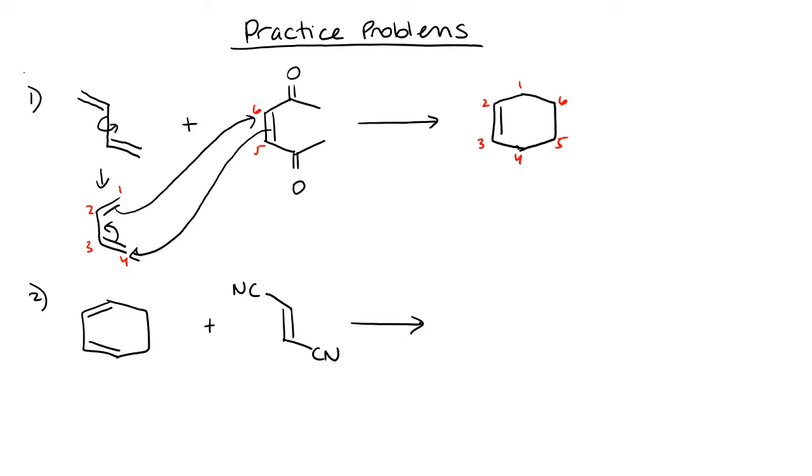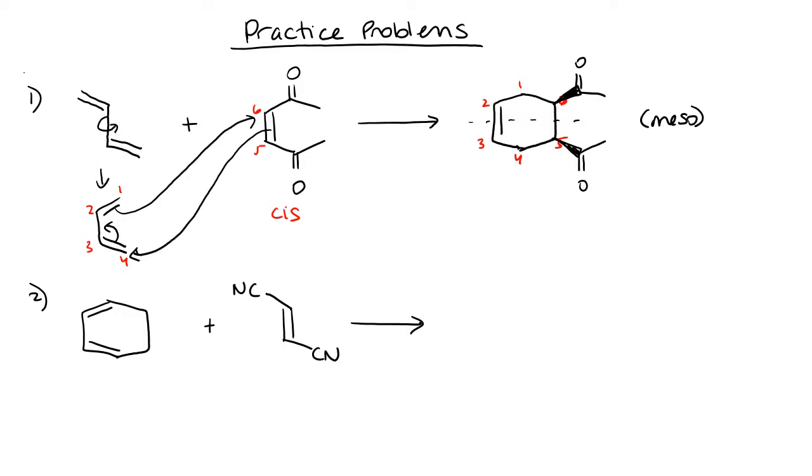And since our dienophile is in the cis conformation, we need to have the cis configuration for our electron withdrawing groups in our product as well. So I'll go ahead and draw these both as wedges. And this is a meso compound. It does have a plane of symmetry straight down the middle, so we don't need to worry about any enantiomers.